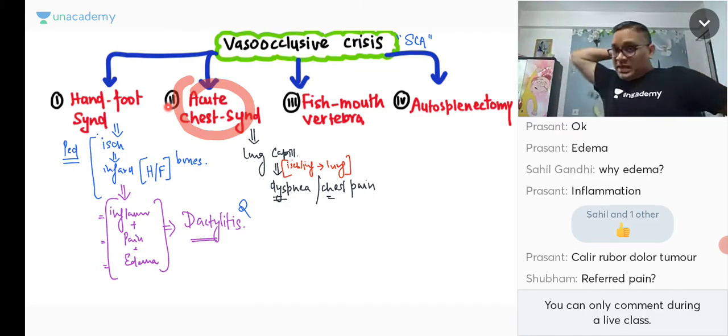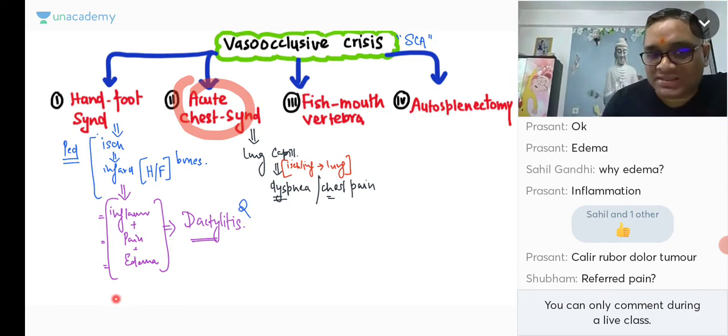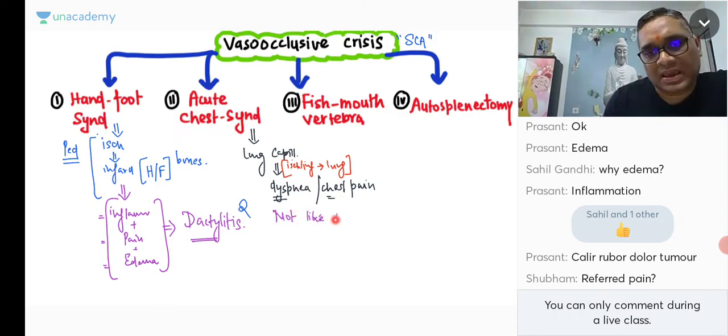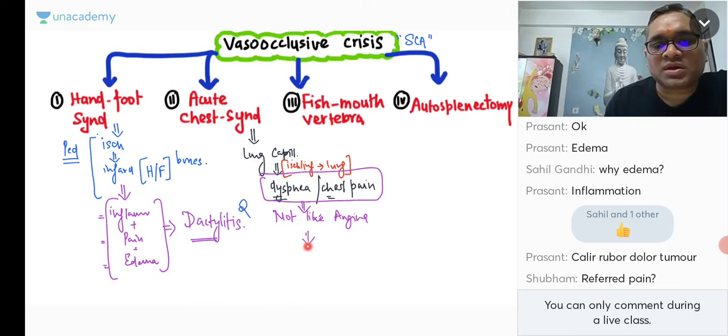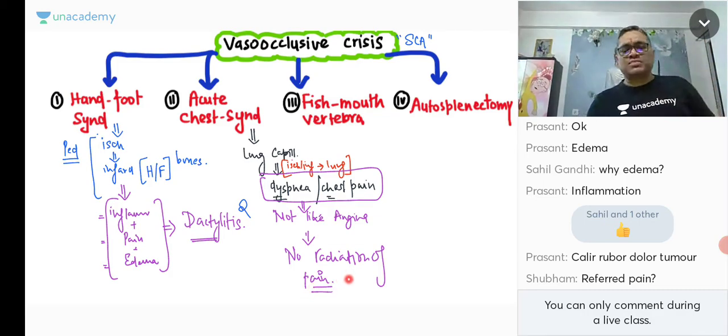Right? Referred pain, you will be saying, my pain is relating to the scapula, my pain is relating to my arms, but radiation of the pain will be absent in case of this one. So remember, it is not like angina pain. Because of this dyspnea and chest pain, you will be having confusion. But remember, this is not like angina because there is no radiation of pain to the dermatomal areas, right? Radiation pain will not be there in the scapula or arms; that is seen in angina, right?